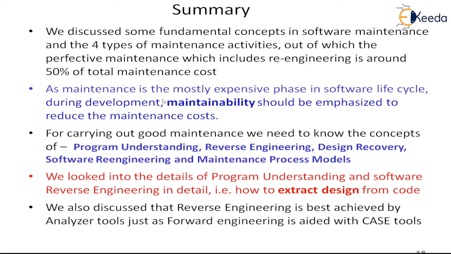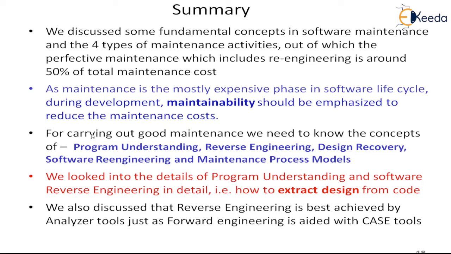As maintenance is the most expensive phase of the software lifecycle, during the development, you will have to think about maintainability. If your product is not maintainable, then your maintenance cost will be very high. So to reduce the maintenance cost, when you do the development, you have to think of them, just as you have to think of testability. We discussed during testing that the development team has to think of testability. Similarly, the development team has to think of maintainability. That is why these are two very important product characteristics or product metrics for our development phase.